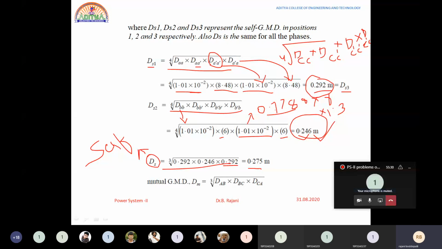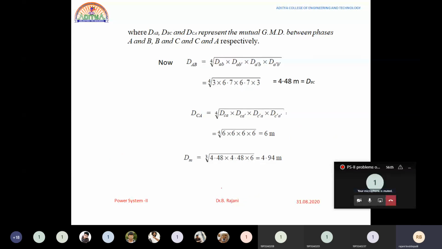Now coming to the mutual GMD. What is the formula for mutual GMD? Mutual GMD DM is the mutual distance between one conductor and the other conductor, not by itself. In the self GMD we took the combinations of only the A conductor, only the B conductor and only the C conductor. But in the mutual GMD, we are taking the distances from one conductor to the other conductor. So DM equals cube root of DAB, DBC and DCA. How could you find this? We will see in this class.